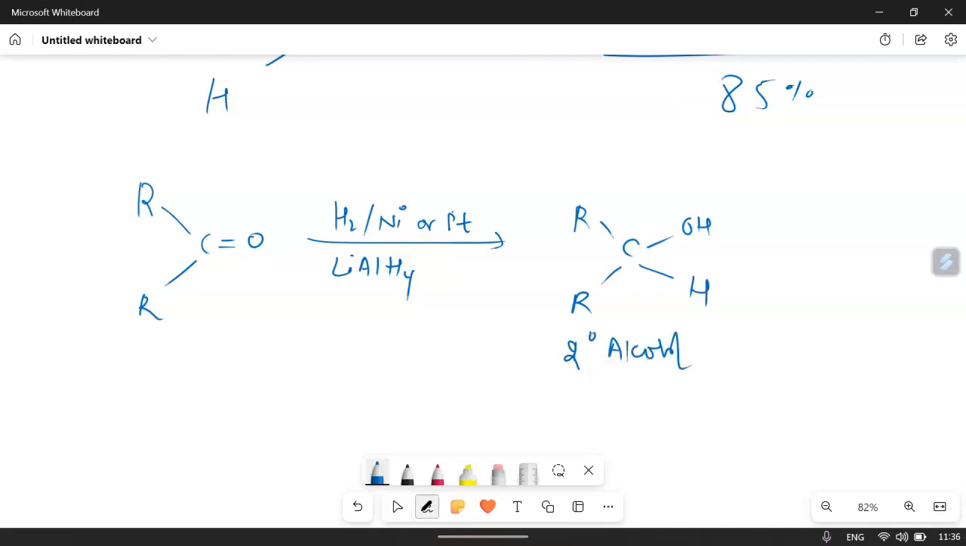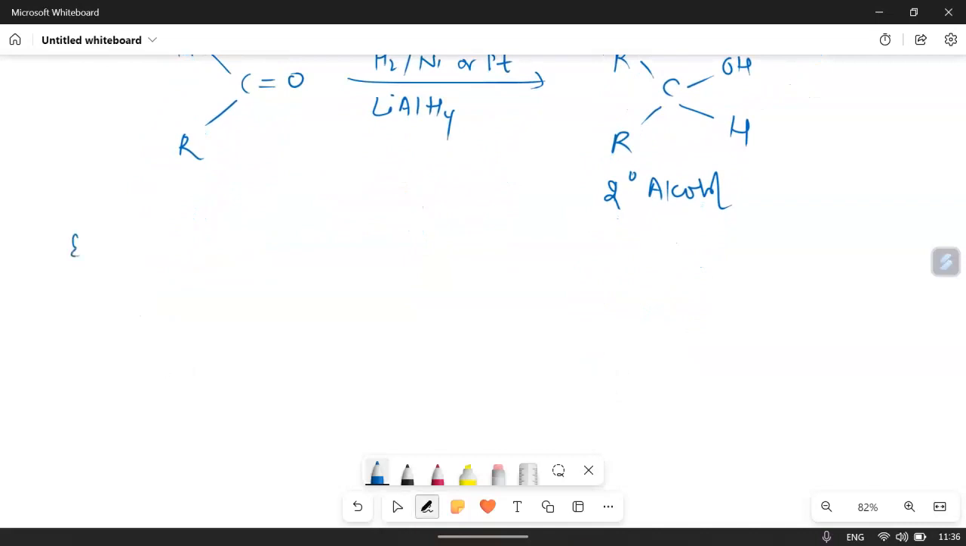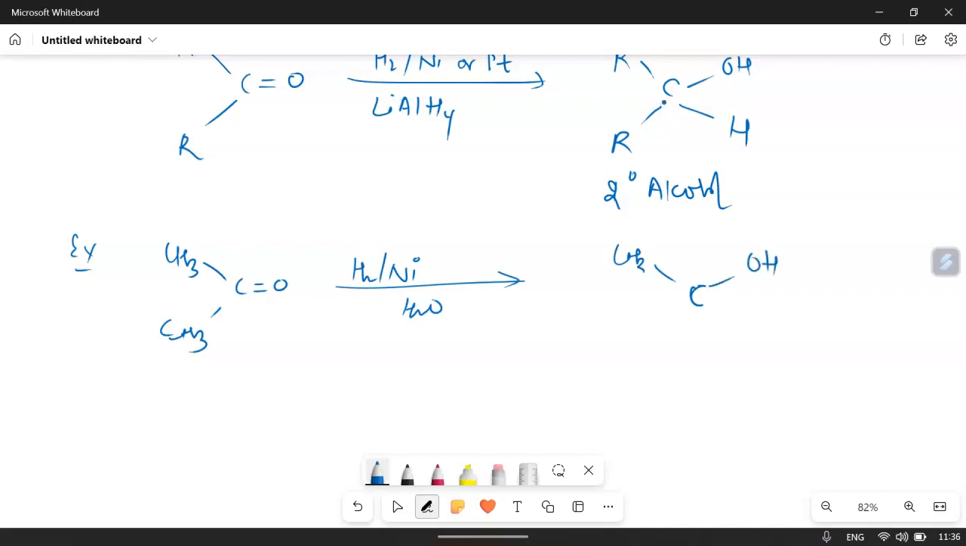And further, the example is like that: CH3C=OCH3. This is your ketone. H2/Ni, that will give CH3CH(OH)CH3. So what is that? 2-butane. No, the yield is 87%.